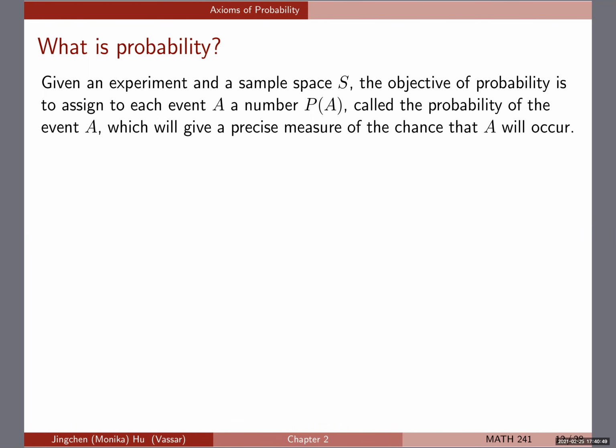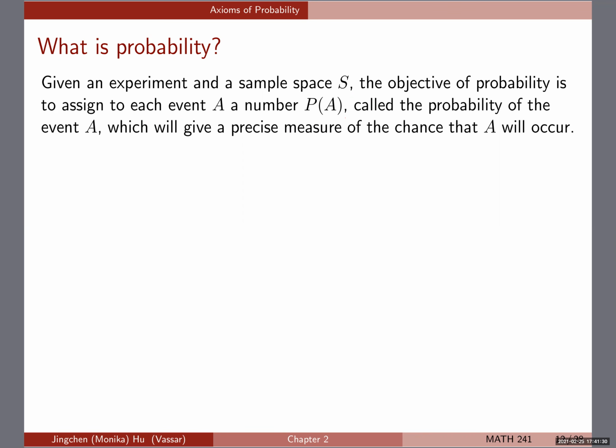So given an experiment and a sample space, like capital S, the curly S here, the objective of probability is to assign to each event, we use A or any other letter here, and we use this notation, which we have seen before, P(A), again, stands for the probability of event A, which will give a precise measure of the chance that A will occur. So we have the big sample space, including all possible outcomes of that experiment, but we're talking about each event that we can be considering.